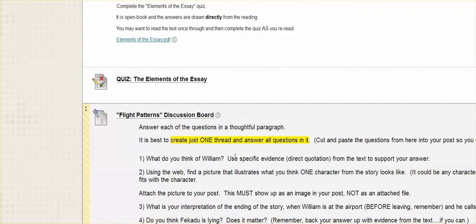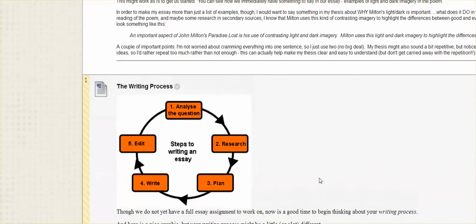You're just doing one post where you can answer all these questions. One of them asks for a picture that you think illustrates one of the characters in the story. Make sure that shows up properly in your post, not just as an attached file. That'll be a problem. And make sure you answer these fully. These don't require just a one-sentence answer. They should be well-developed paragraphs. We're looking for quotation from the primary text, the short story, to support what you're saying. So again, a fairly involved unit.